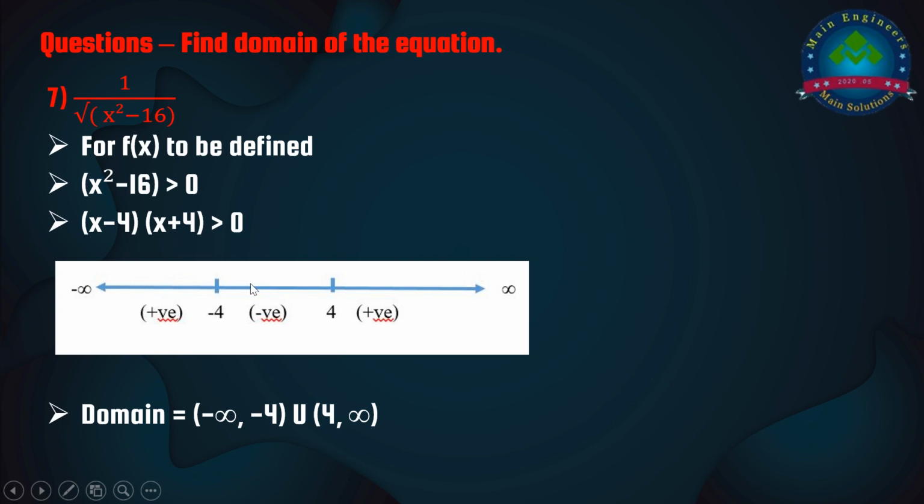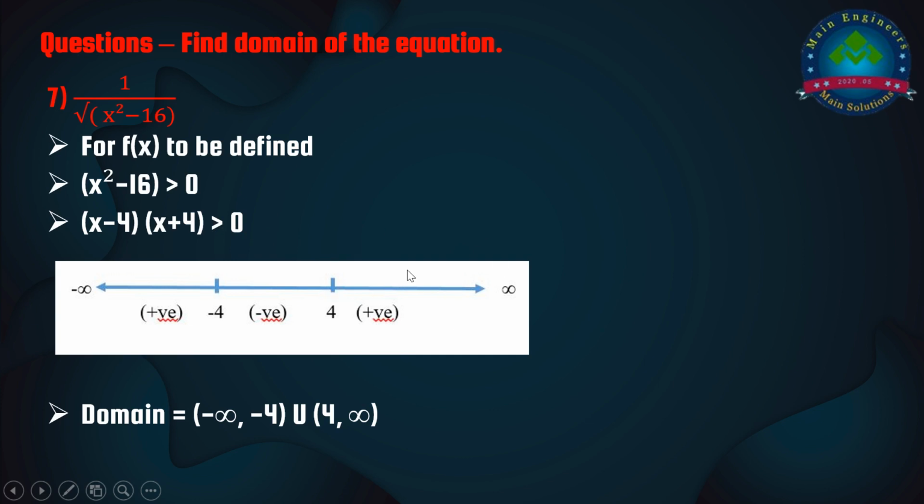For this region, let's take from minus 4 to 4. Let's take 0. So 0 minus 4 is minus 4, 0 plus 4 is 4, so minus 16. So the equation is negative, so the answer is not valid for our equation. So we cannot take this region's value. So again, let's take a value from 4 to infinity. Let's take 5. So 5 minus 4 is 1, 5 plus 4 is 9. So it is going to be 9 into 1, 9, which is greater than 0. That means our equation is valid for this region as well.